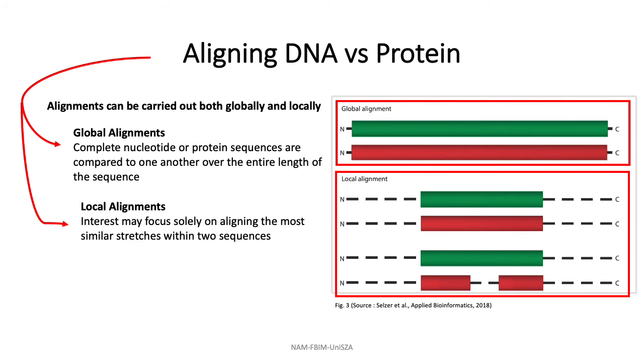Local alignment. Sometimes interest may focus solely on aligning the most similar strands within two sequences. This approach makes it possible to identify protein domains and motifs. For example, ATP binding site, DNA binding domain, and glycosylation site.